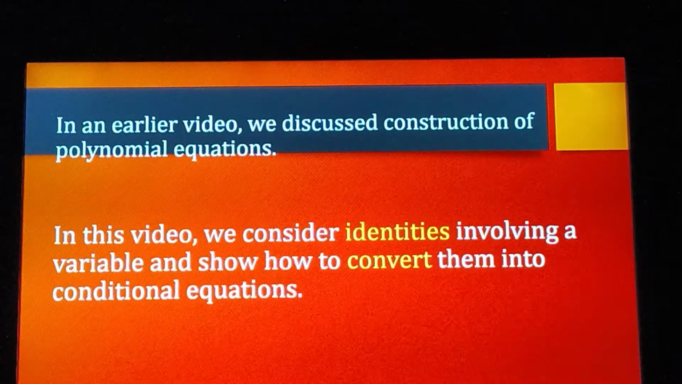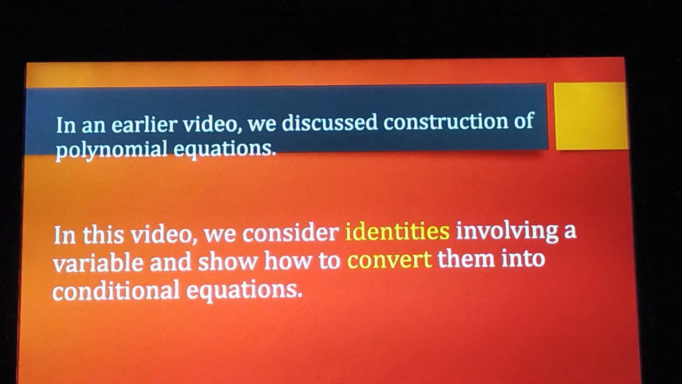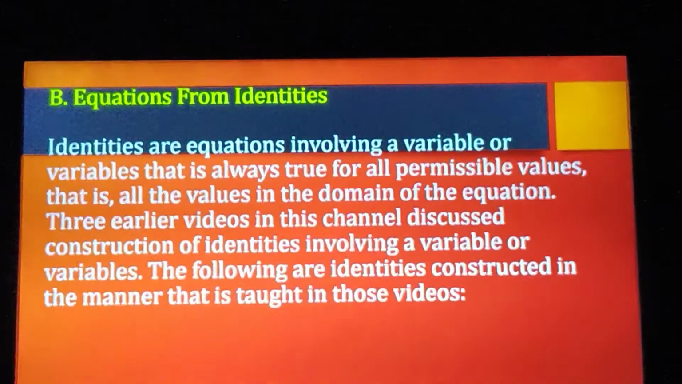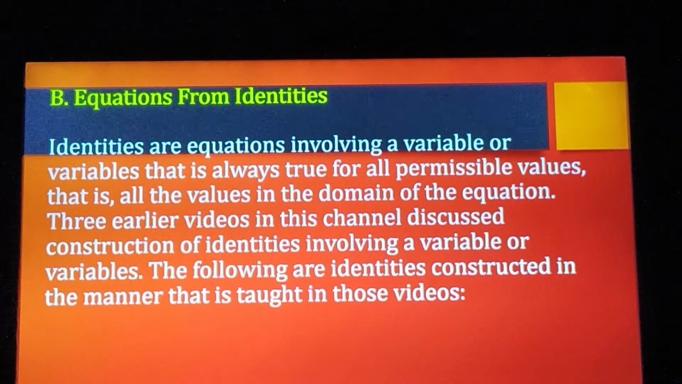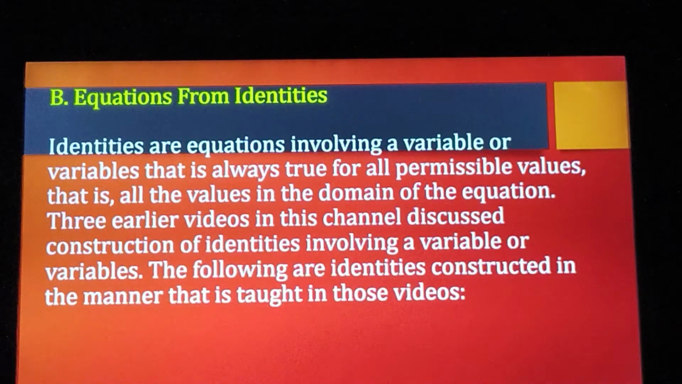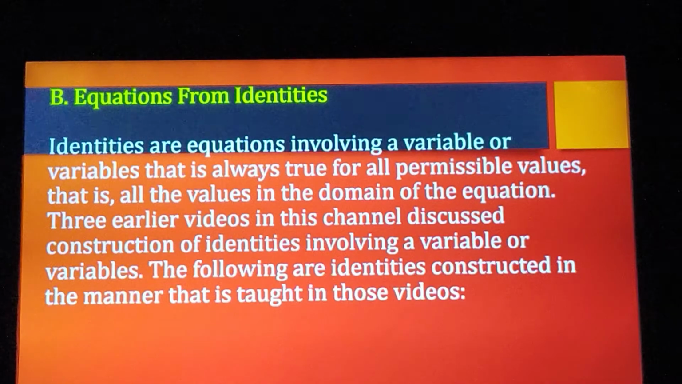In our earlier video, we discussed construction of polynomial equations, and in this video, we consider identities involving a variable and show how to convert them into conditional equations. Identities are equations involving a variable or variables that is always true for all permissible values, that is, all the values in the domain of the equation. Three earlier videos in this channel discussed construction of identities involving a variable or variables. The following are identities constructed in the manner that is taught in those videos.